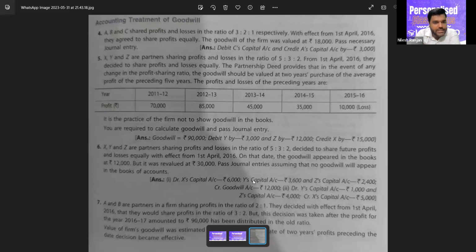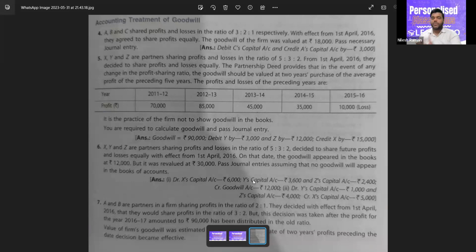Okay, so the question is X, Y, and Z are partners sharing profit and loss in the ratio of 5:3:2, and decided to share future profit and loss equally with effect from 1st April 2016. So the gain and sacrifice will be the same as the previous question because the old ratio and new ratio are the same. Okay, now on that date, the goodwill appeared in the books at 12,000, but it was revalued at 30,000. Pass journal entries, assuming that no goodwill will appear in the books of account.